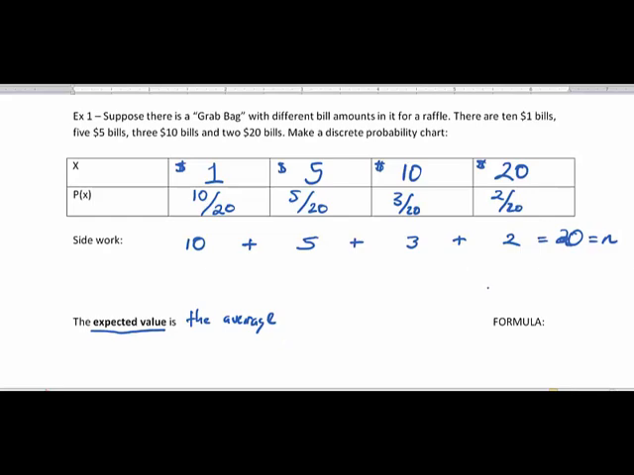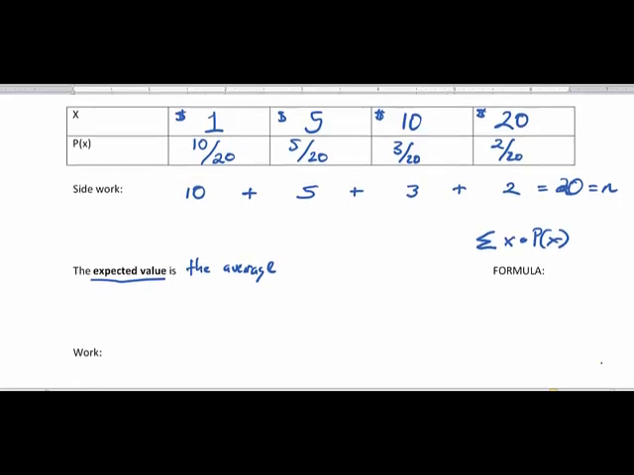And the formula is this. It's the sum of all of the possibilities multiplied by their probabilities. This gives you the average or the expected value. So if we move this down a little bit, let's show some work. So the sum of x times p of x, sometimes with an extra set of parentheses, just to show you that we're adding the x times the p of x and not just adding the x's here.